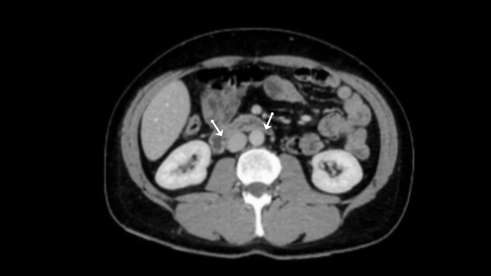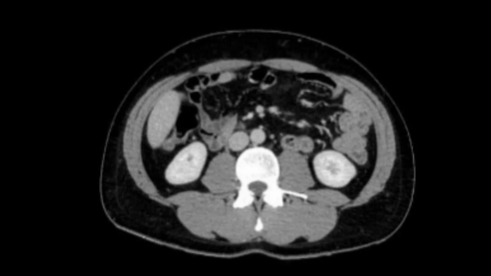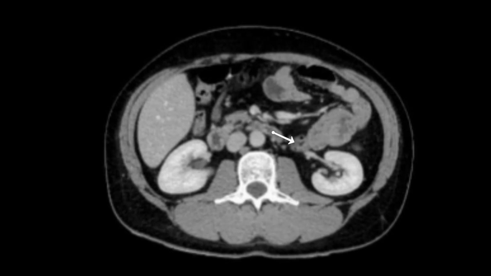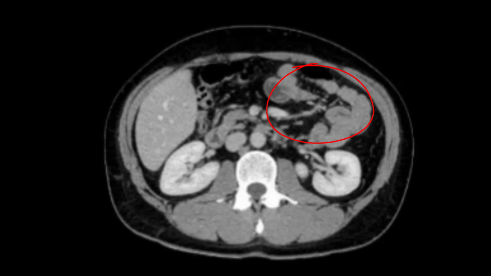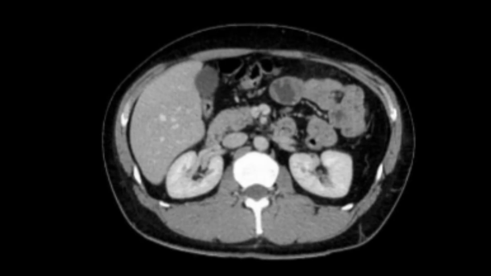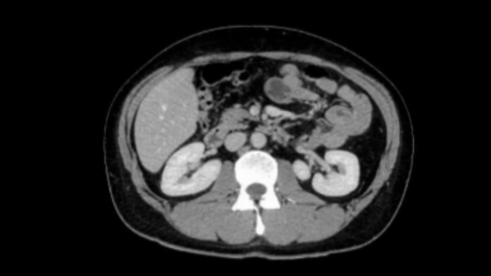Here it is. Well, the horizontal part of the duodenum continues with the jejunum, so all these loops on the left side of the image, which are intensively supplied by the branches of the superior mesenteric artery, belong to the first part of the small intestine, the jejunum.